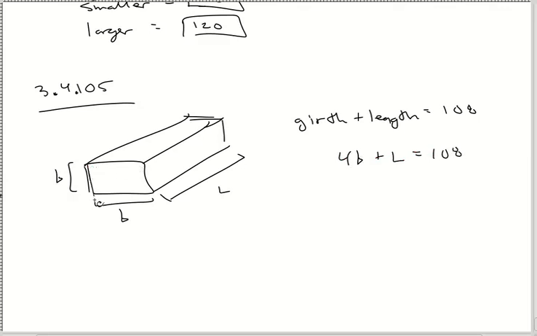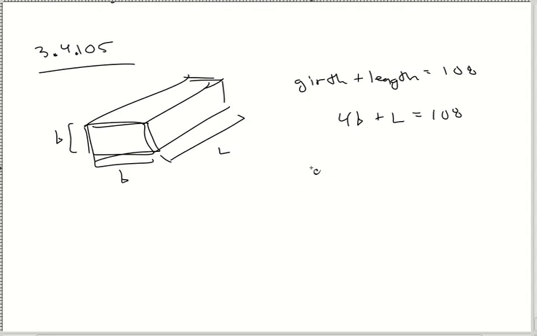The girth is 1, 2, 3, 4. And of course, you know that UPS and FedEx use girth as part of their formula of calculating. No, they don't. Okay. Anyways, they also say that the volume is equal to 2200.